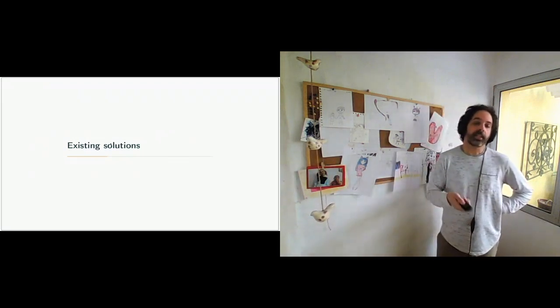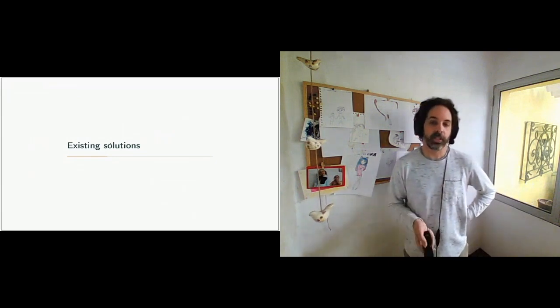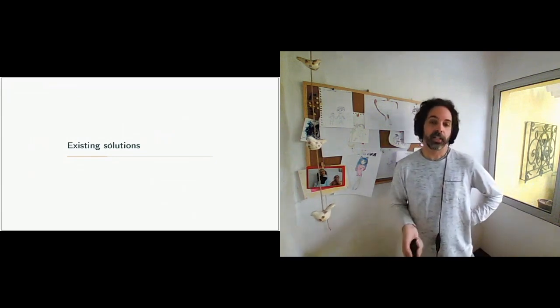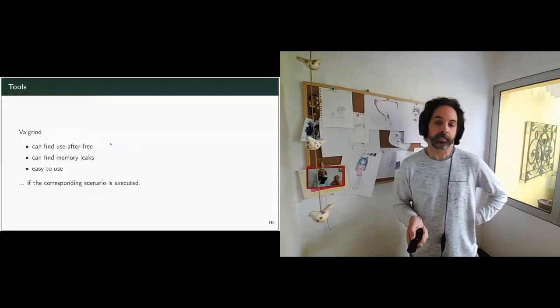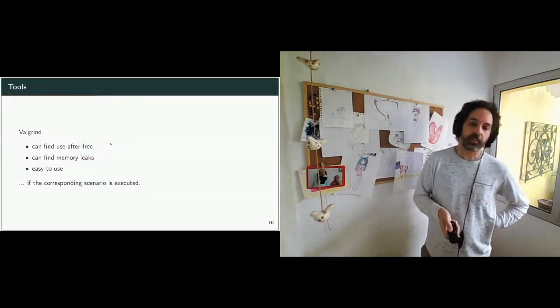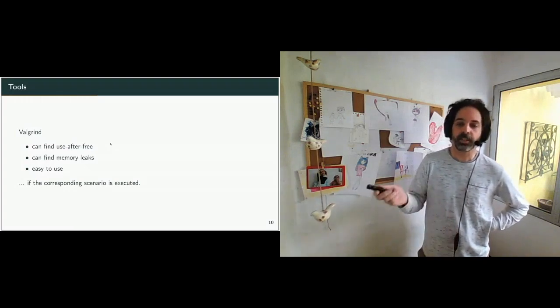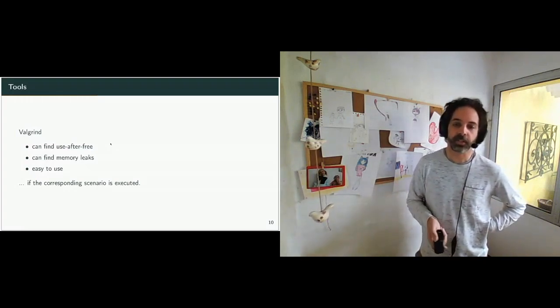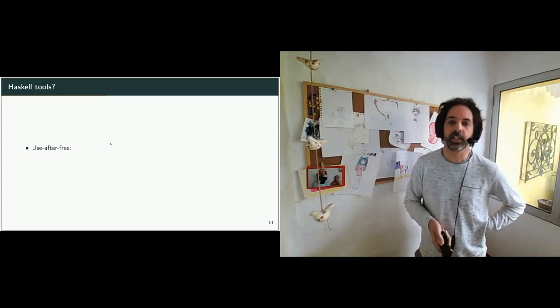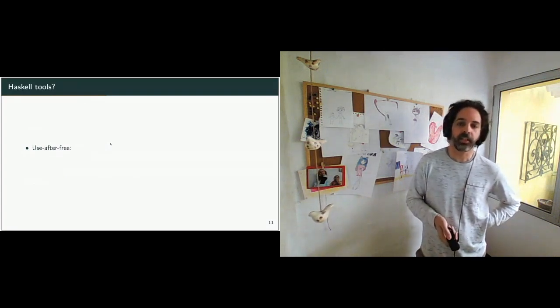So if we are programming in C, for instance, we are lucky. We have a fantastic tool that will detect use after free and memory leaks for us. This is a tool that executes the program. So provided that we have a good test suite that exercises all the interesting paths, the tool can find the errors. But when we turn to the Haskell side, the landscape is more difficult.